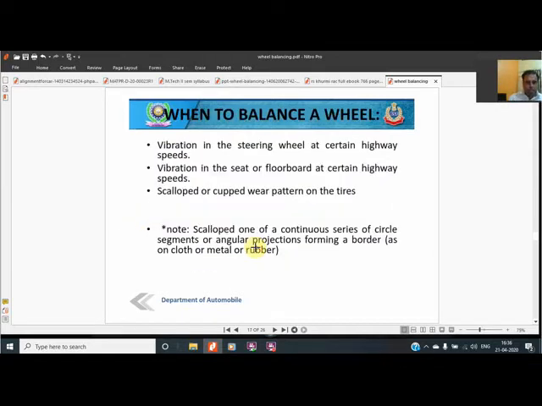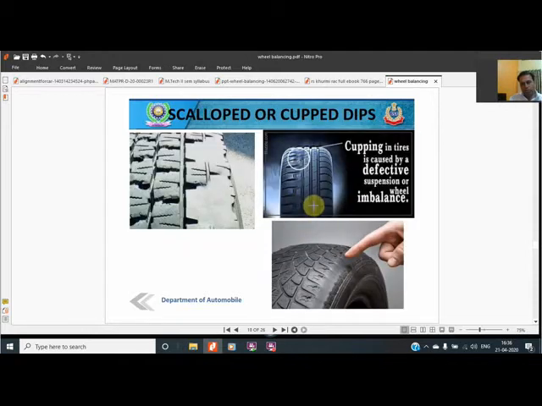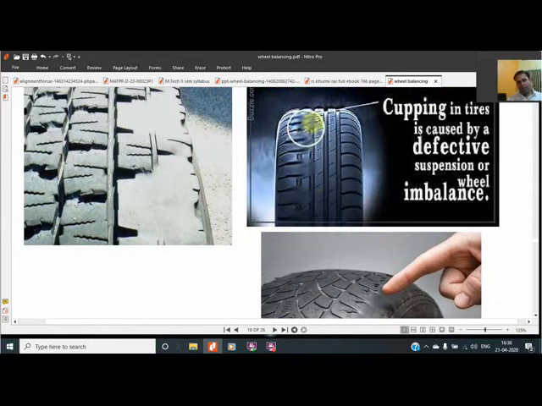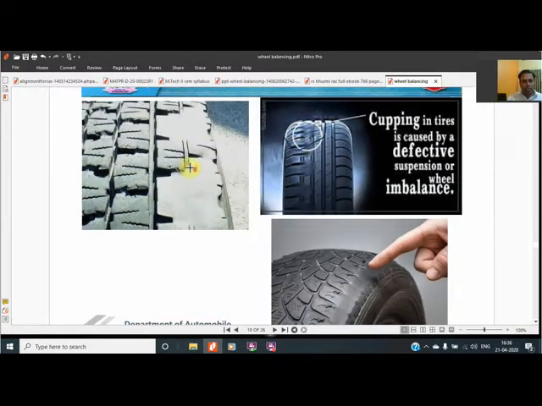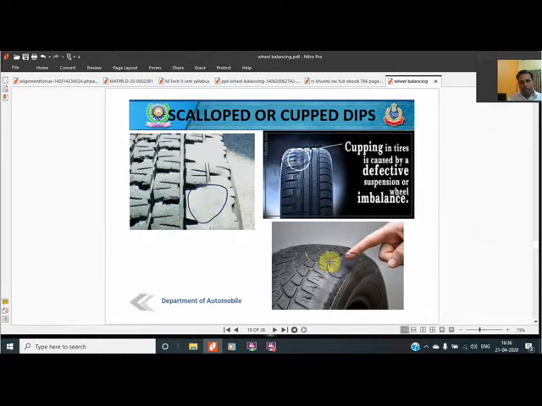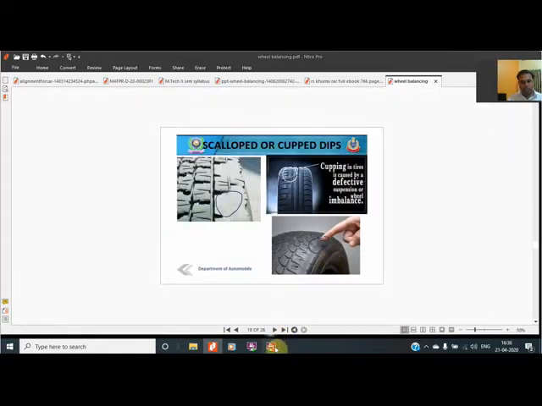When to balance a wheel: vibration in the steering wheel at certain highway speed means we are having bubbling or vibration in the wheel. Vibration in the seat or floorboard at certain highway speed. Scalloped or cupped wear means in the tire we see certain types of wear, which is being shown to you over here. Cupping is there, or scallop is there, or side wear is there, because the wheel is not uniformly getting worn.